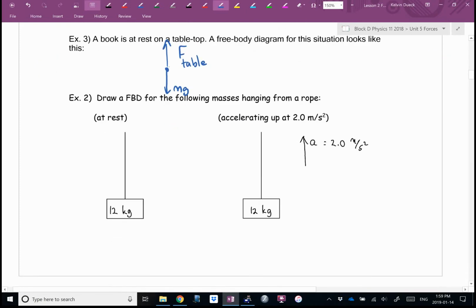A classic example we'll look at is a mass hanging from a rope. So it says, draw a free body diagram for the following masses hanging from a rope. So I'm going to represent the mass with a dot. Now, the first situation, we are at rest. What are the forces acting on this mass? Get the obvious one.